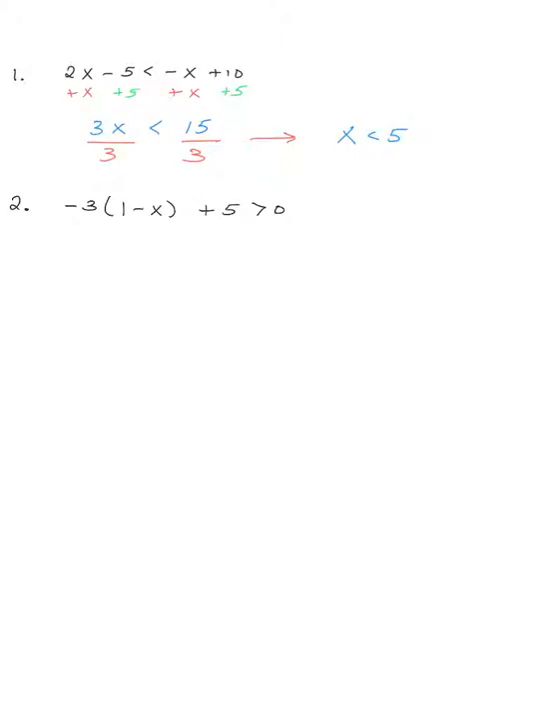I'll start by distributing the negative 3, which gives us negative 3 plus 3x plus 5 is greater than 0. If I combine like terms, we get 3x plus 2 is greater than 0. I will subtract 2.